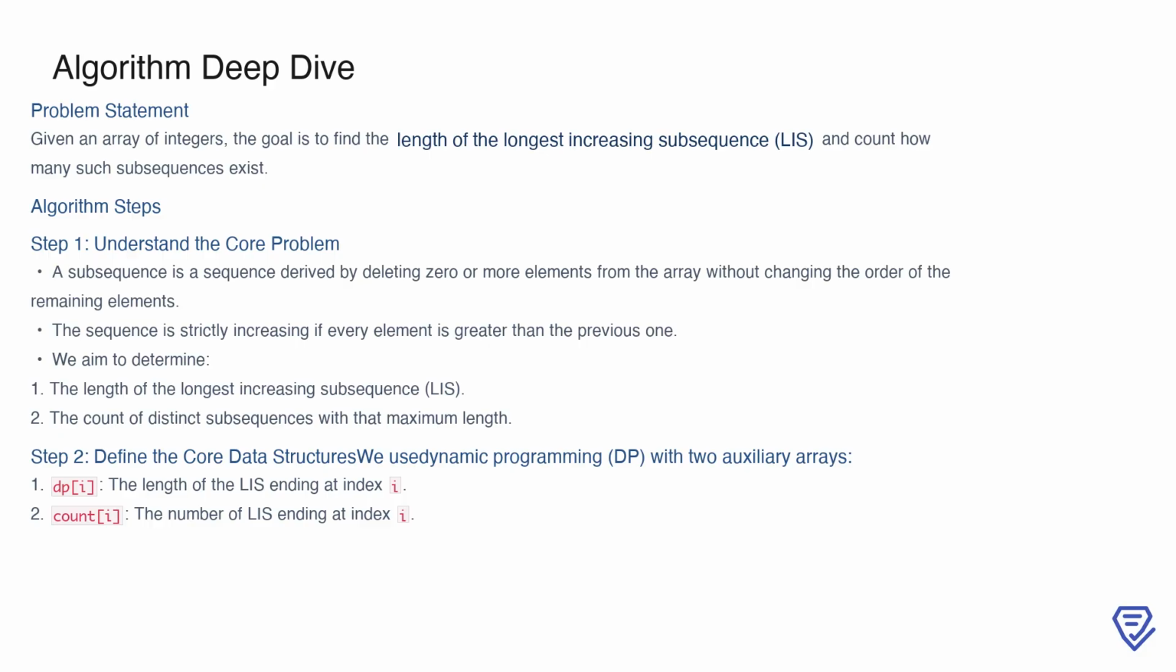Our goal is twofold: first, to compute the length of the LIS, and second, to count how many distinct subsequences achieve this maximum length. To solve this efficiently, we use dynamic programming with two key data structures. The first is an array dp, where dp[i] represents the length of the longest increasing subsequence that ends at index i. The second is an array count, where count[i] tracks how many such subsequences of maximum length exist at index i. These two arrays work together to help us calculate the solution efficiently while avoiding redundant computations.